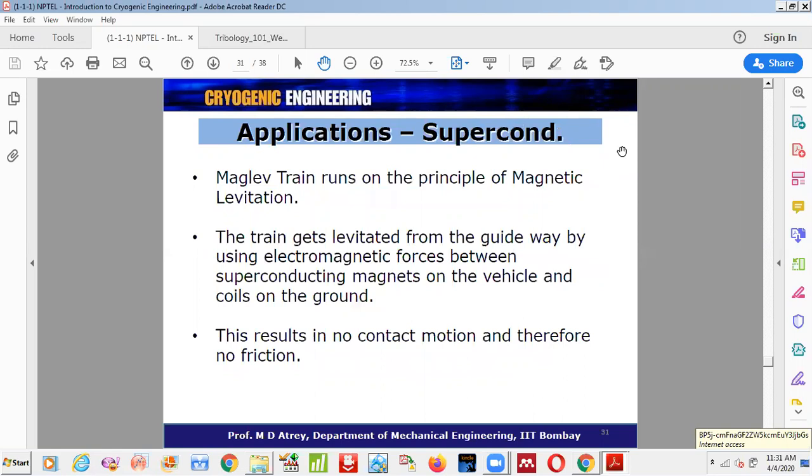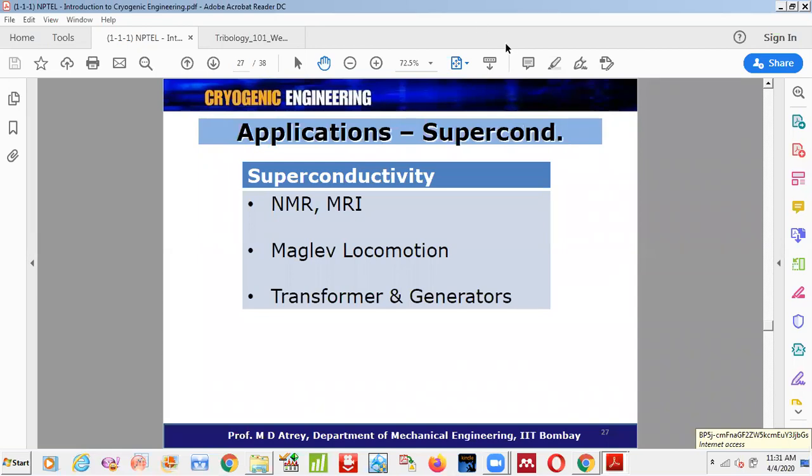These things in the field of superconduction, I shall discuss in the next class. Now it is going to get terminated.